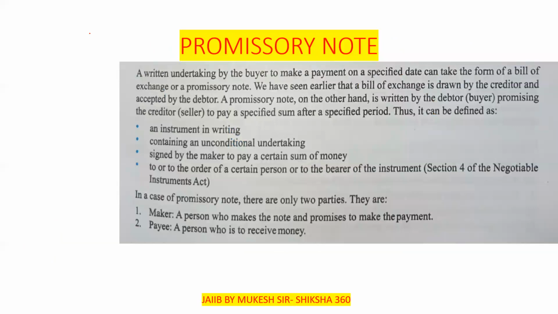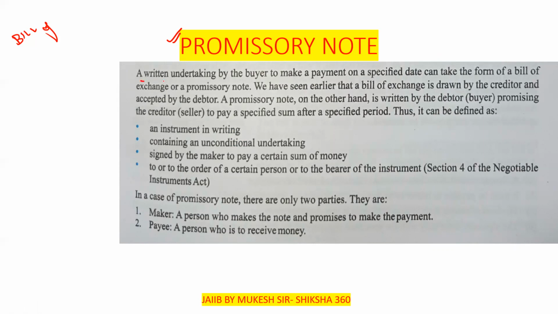So now we move to the next one, that is the promissory note. Try to understand very carefully. There are some basic differences between these two things, and I will tell you side by side. The maker of a bill of exchange is that person who is going to take money. But the maker of a promissory note is that person who is going to give the money.